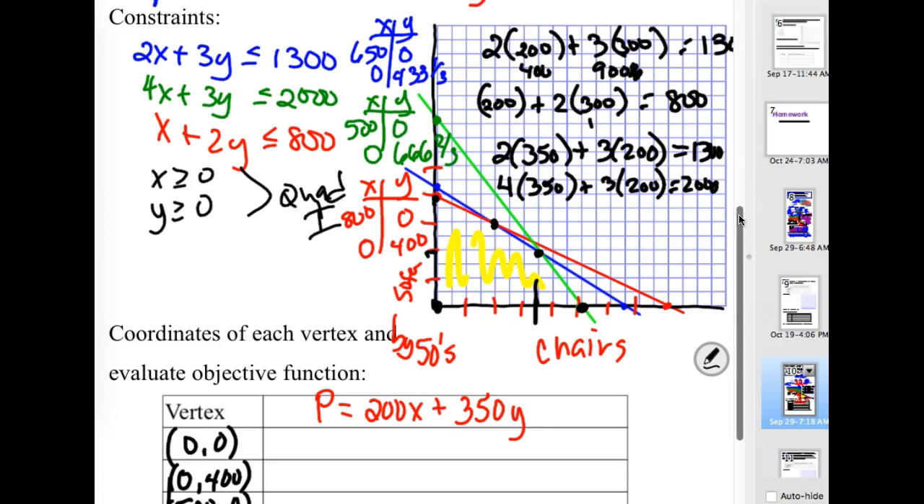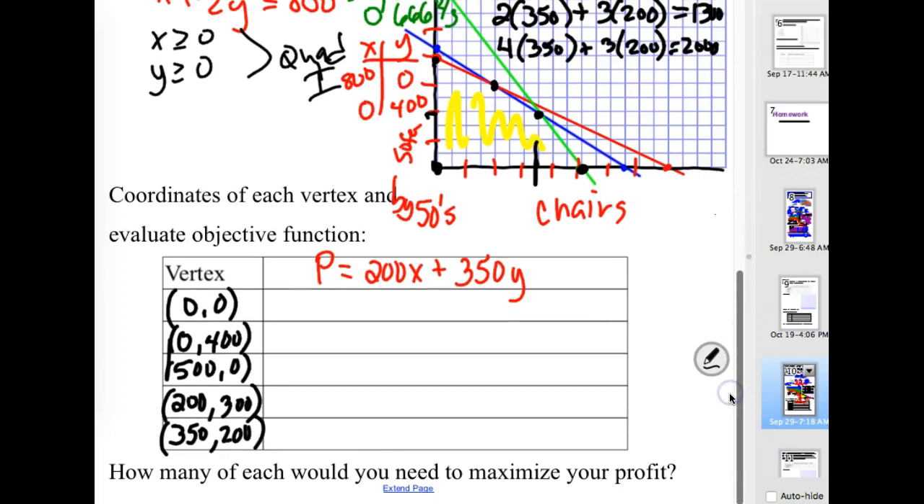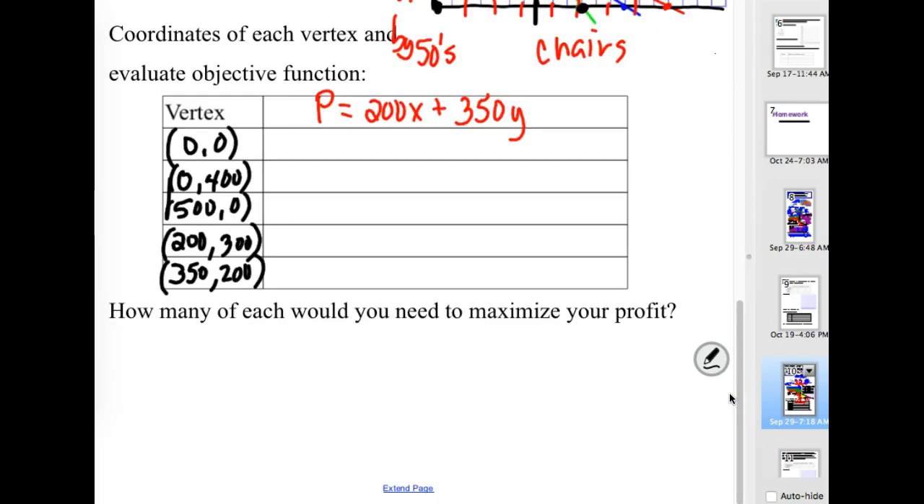Okay? So if you can accurately guess those vertices, I'm fine with you just checking them and making sure they work. If you're having a hard time guessing the point, then solve it like we did on the first one. All right. Go ahead and split it up. Let's see. What happens if we do 0, 0? Yeah, our profit's 0. So tables over there, you do 0, 400. Middle tables here, 500, 0. Over here, 200, 300. And over on the end here, 350, 200.